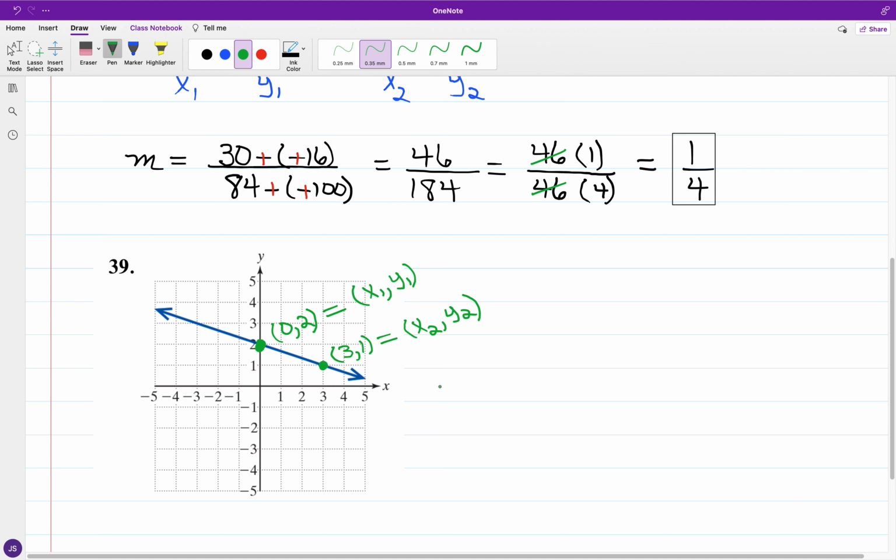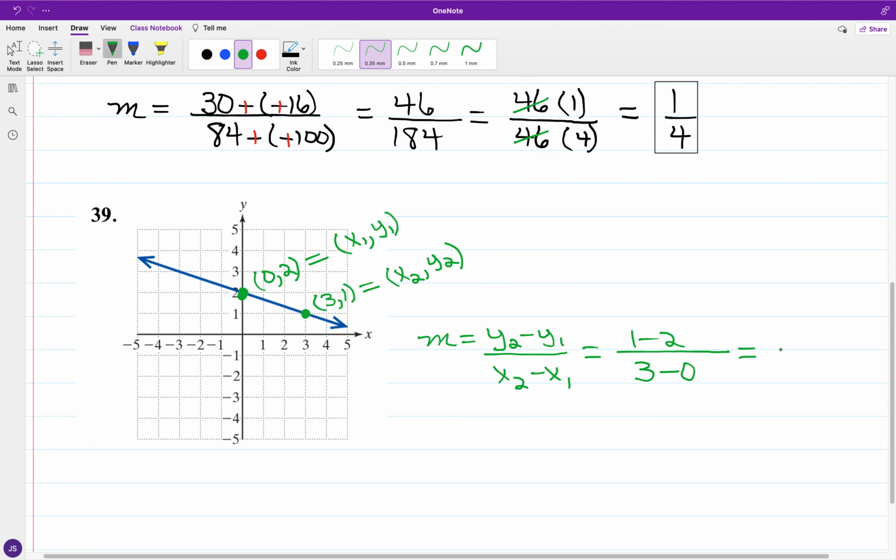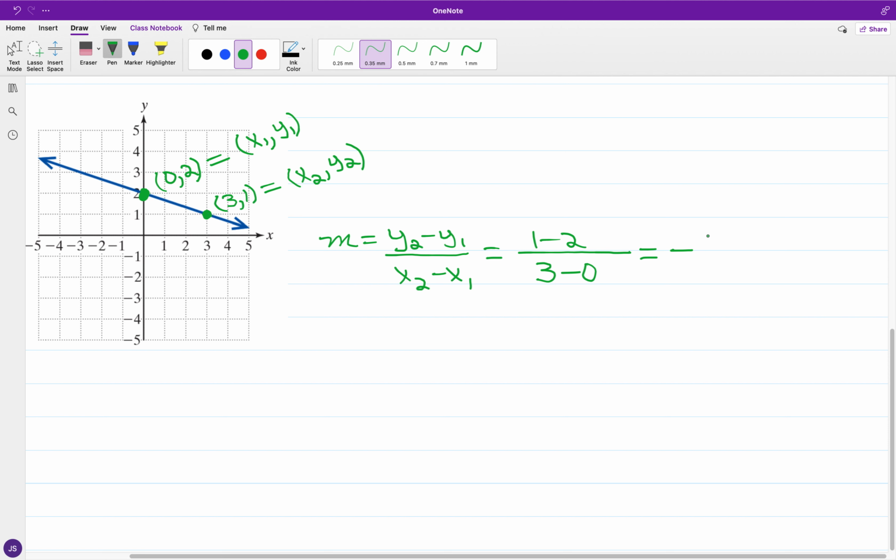And looking at what we have for the slope, we have y2 minus y1 all over x2 minus x1. So y2 minus y1 will be 1 minus 2, and x2 minus x1 will be 3 minus 0. So 1 minus 2 is going to be negative 1, and 3 minus 0 is going to be 3. So you're going to have a negative slope value of minus 1/3.